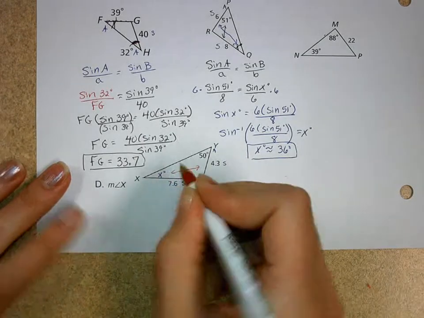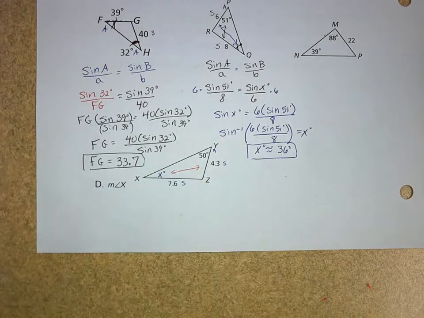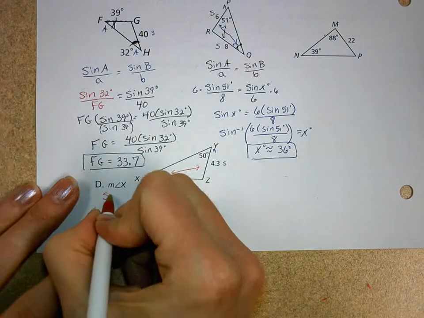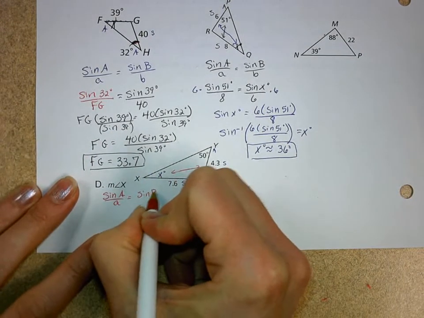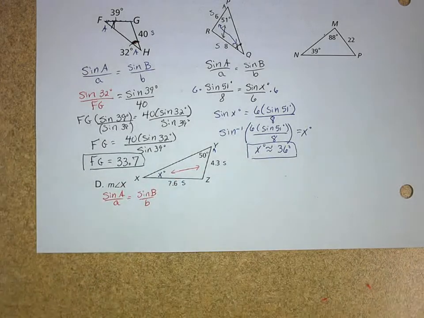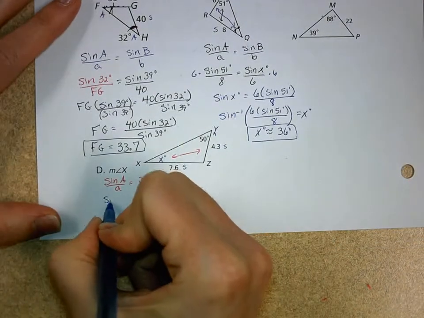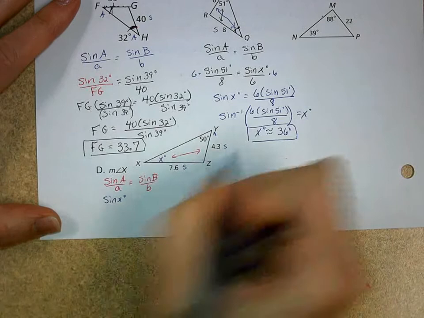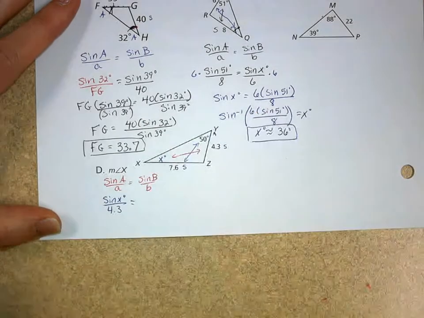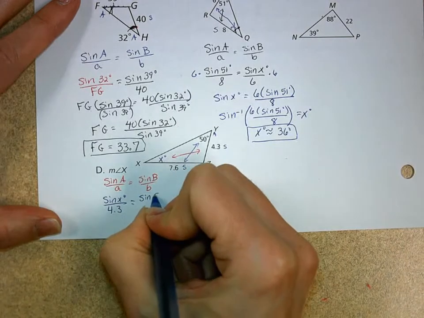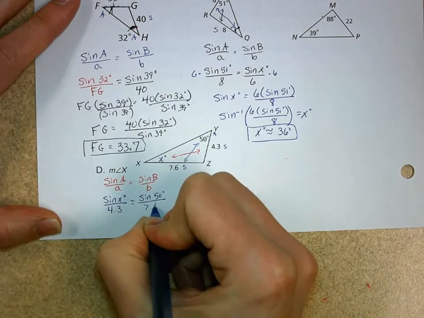So I'm going to let this be my sine of A over the sine of B. And I'm just going to do this real quick, and I'm going to have to work sideways, which I don't like doing. You guys know that. But we're going to do this. We're going to get the sine of X degrees is to 4.3 as those two go with each other. The sine of 50 degrees is to 7.6.